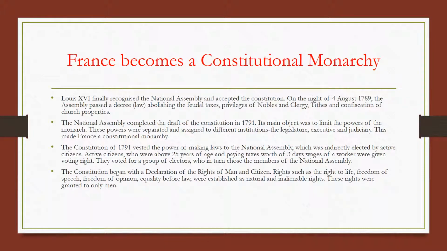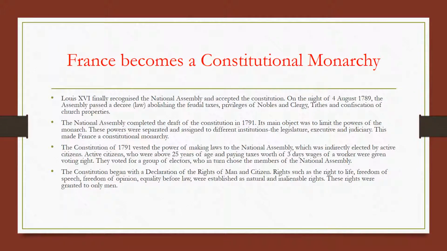The National Assembly completed the draft of the Constitution in 1791. Its main object was to limit the powers of the monarch. These powers were separated and assigned to different institutions: the legislature, executive and judiciary. This made France a constitutional monarchy.